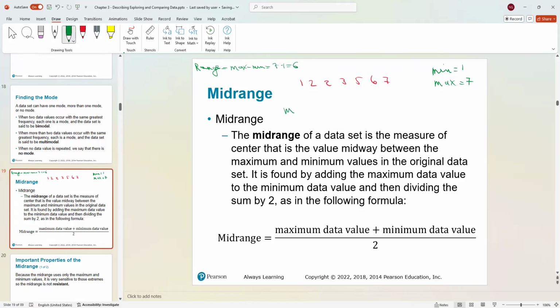But if we talk about mid-range, mid-range would be the maximum minus the minimum over 2. You divide by 2. So that means 7 minus 1 divided by 2 gives you 6 divided by 2, which is 3. Okay, so that's how you find your mid-range.